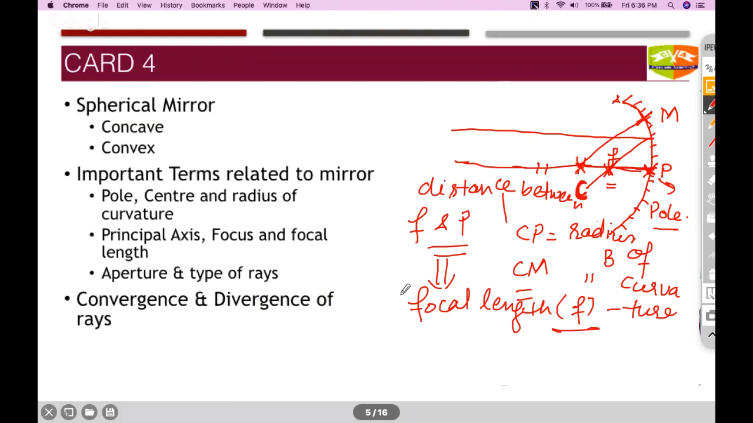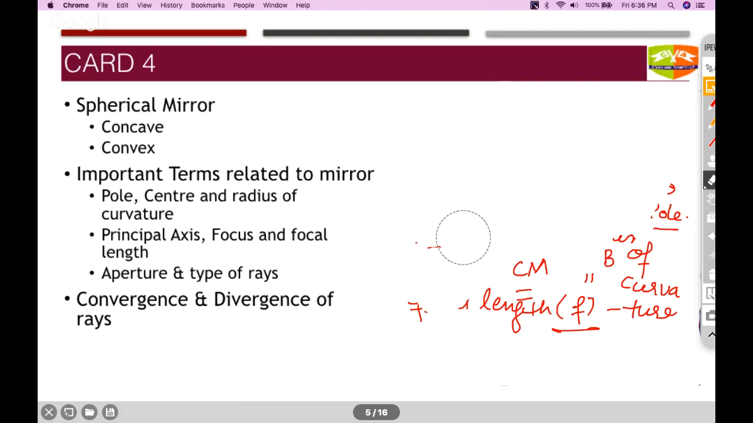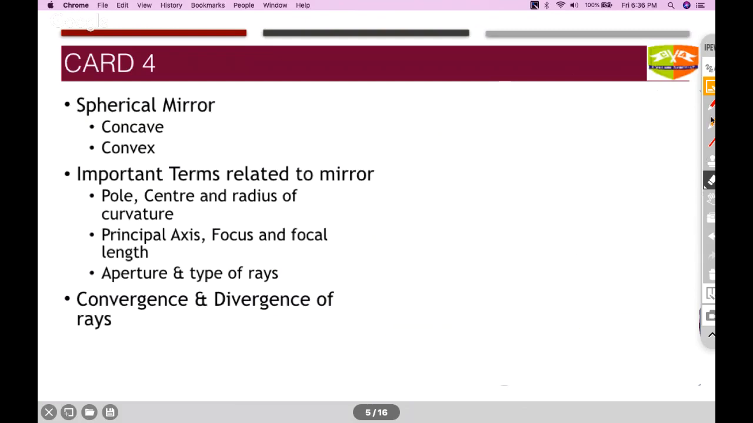Now there are other different terminologies. The first one is linear aperture. Let me draw this diagram once more so that you understand properly. There are three or four more terminologies which are less common but may be asked in the examination. Suppose this is my concave spherical mirror. The linear distance AB between the two ends of the periphery of the spherical mirror is known as the linear aperture.